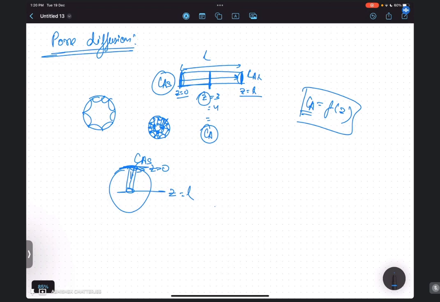And what is our basic idea in this pore diffusion is we say that we will find out that at some random Z, suppose Z is equals to anything, at this random Z, what will be the concentration of A?